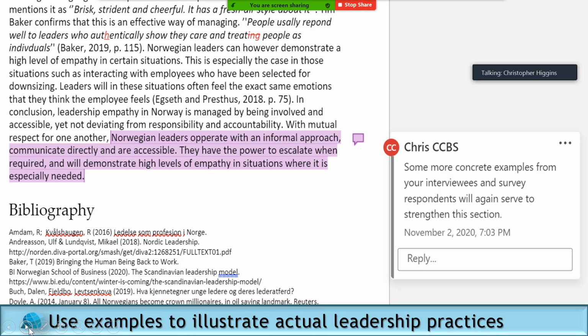And again, I'm using this as an example of when I keep saying use concrete examples. So now, particularly from the interviewees and your survey respondents, use examples to illustrate things.